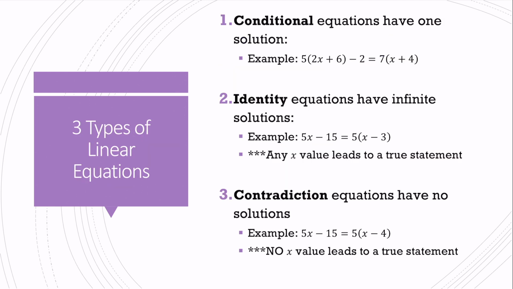So when working with linear equations, there are 3 types. So there's going to be conditional equations. All the equations we've seen so far have been conditional, meaning they have one solution. So here I could go ahead and distribute: 10x plus 30 minus 2 is 7x plus 28.